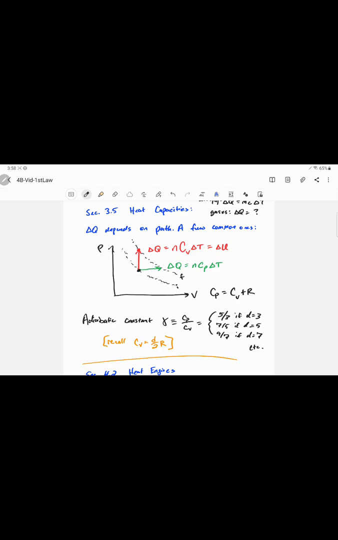Then as the number of degrees of freedom goes up, the adiabatic constant goes down. So diatomic gas at room temperature is about 1.40. At really high temperatures, diatomic gas is 1.29 for the adiabatic constant. So this is a reminder that Cv is related to the number of degrees of freedom, and so you can derive these fractions right there.